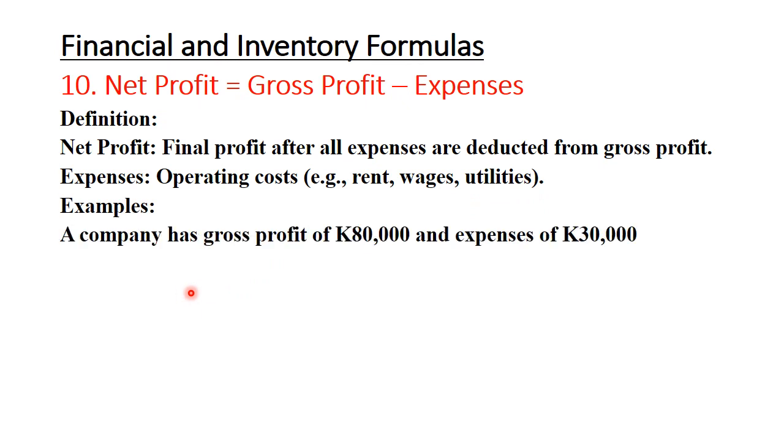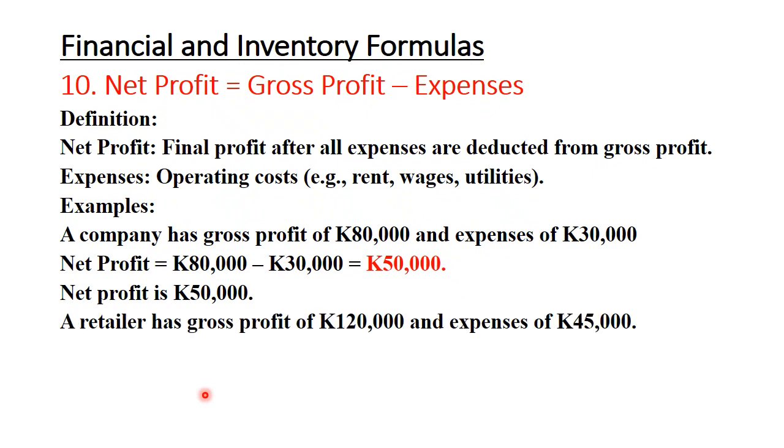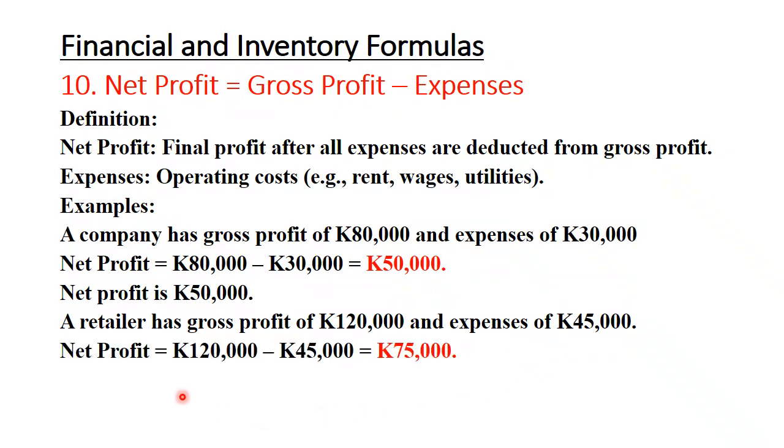So here's an example. A company has gross profit of 80,000 and expenses of 30,000. Find the net profit. So net profit is just the difference between the gross profit and expenses, which is 50,000. The final example, a retailer has a gross profit of 120,000 and expenses of 45,000. Find the net profit. So net profit again is just the difference between the two, which gives us 75,000.